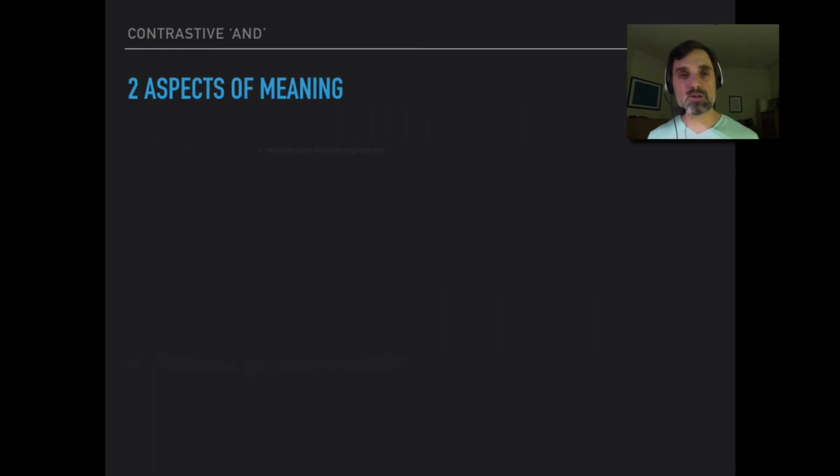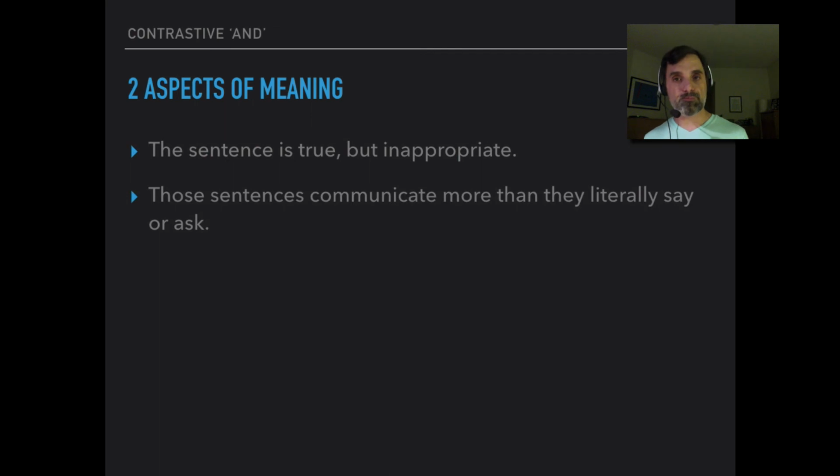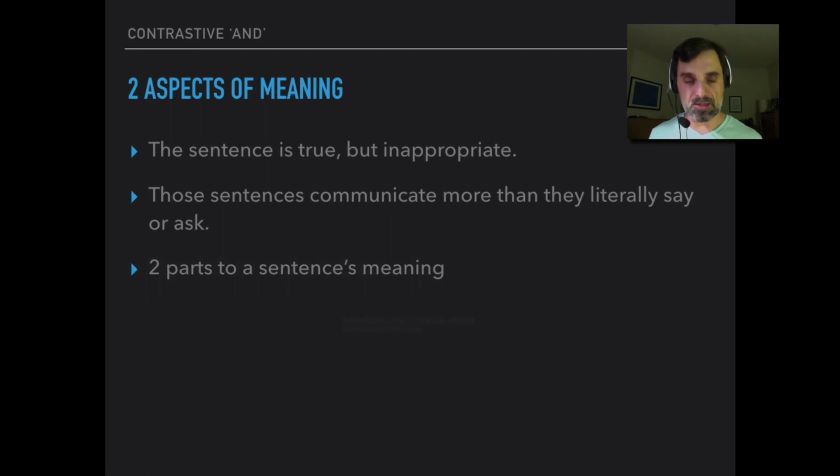So really there are two aspects of the meanings of words on this approach. There's how the sentence describes the world as being, is it true or false, and then what it suggests. And you might think, well, with the cheerful but happy sentence, that sentence is true, but it's inappropriate because it's only suggesting a contrast. So what we see is that these sentences communicate more than they literally say or ask. And so there are two parts to a sentence's meaning.